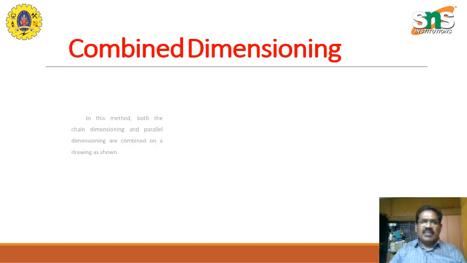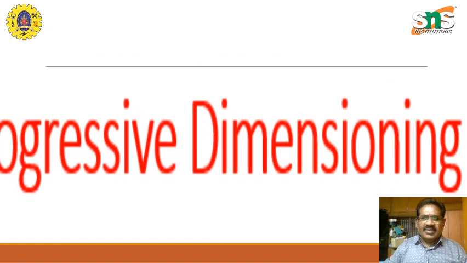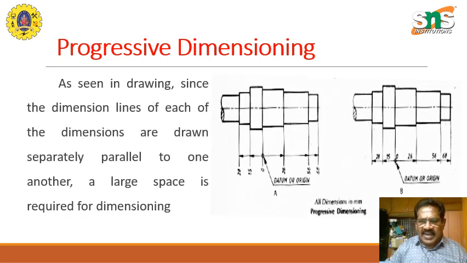Then you can combine both the parallel dimension and the chain dimension here, and you can have both depending on the type of drawing that you are doing. You can also have something called progressive dimensioning. Progressive dimensioning is kept from one datum point, and progressively it is there. You see the arrows are just at one edge, so everything is measured with respect to this point. From this point this distance is so and so, and from this point this distance is so and so. So progressive dimension is always measured with respect to one datum point, and then progressively we measure the distance.